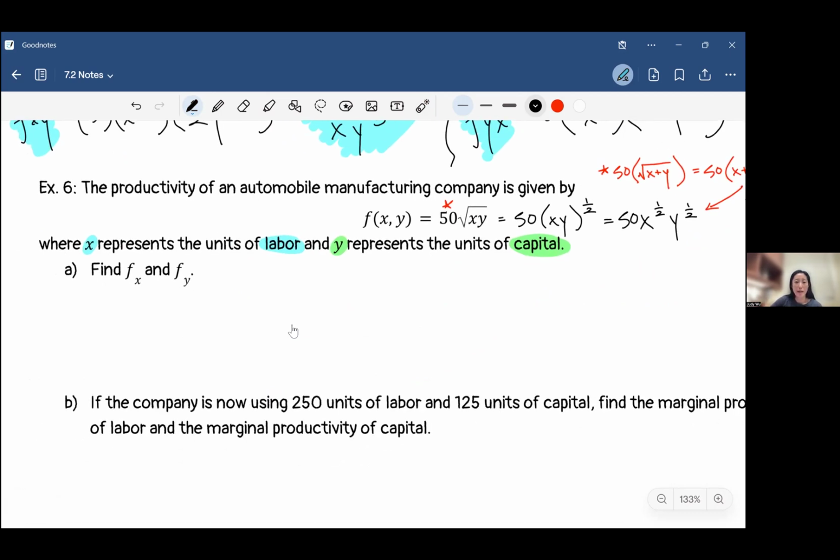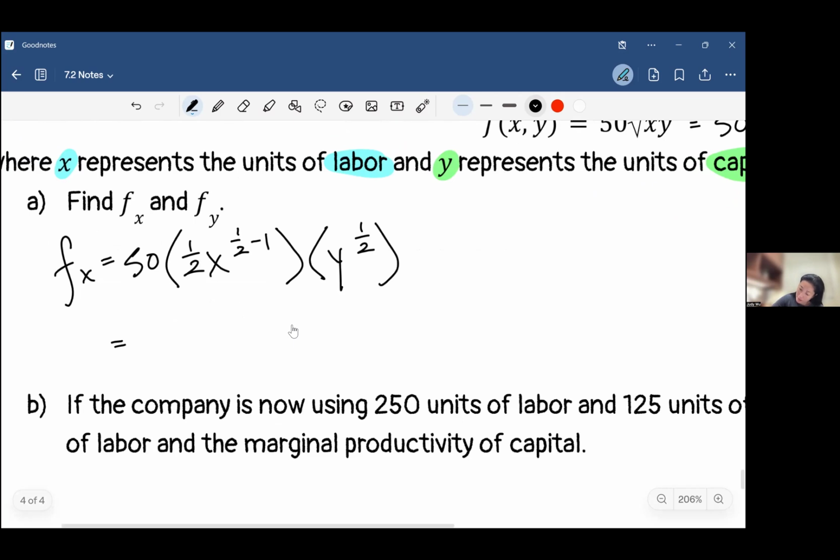All right, so part A says find fx and fy. So fx equals, keep the constant, power rule, and then keep the constant. And let's clean that up a little bit. We're going to get 50 divided by 2, which is 25. X to the negative 1/2, y to the 1/2.